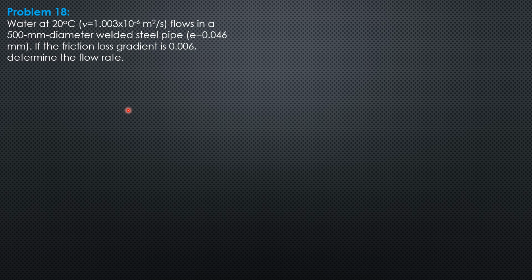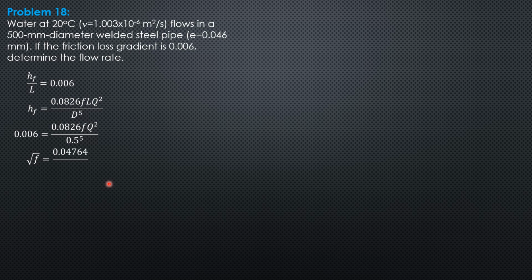So again, let's assume smooth pipe. Head loss over length is 0.006. Then head loss is 0.0826 f L Q² over D^5. So let's form head loss over length: 0.006 equals 0.0826 friction factor Q² over 0.5^5. Then let's evaluate square root of f, which is equal to 0.04764 over Q.